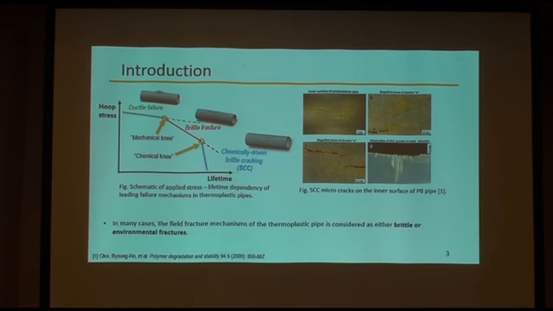And at the lower load range, the contact time with the aggressive environment is increased, and the chemically driven brittle cracking occurs. Such environmental mechanism is called stress corrosion cracking. In many cases, the field failure mechanism of the thermoplastic pipe is considered as either brittle or environmental fracture. This picture shows the stress corrosion crack in the inner surface of the polybutylene pipe.